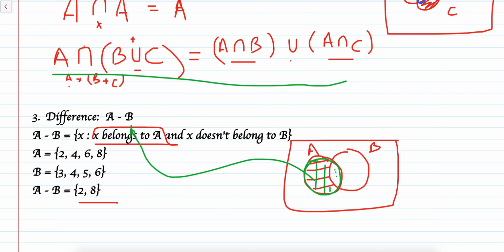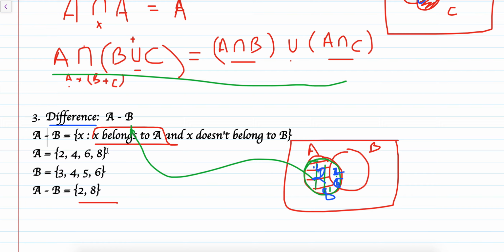And we can see why it works. So A has 2 and 8 here, common elements, and 2 and 8 here, and 4 and 6 here. So you can see that 2 and 8 comes in this part. So this was our third operation.